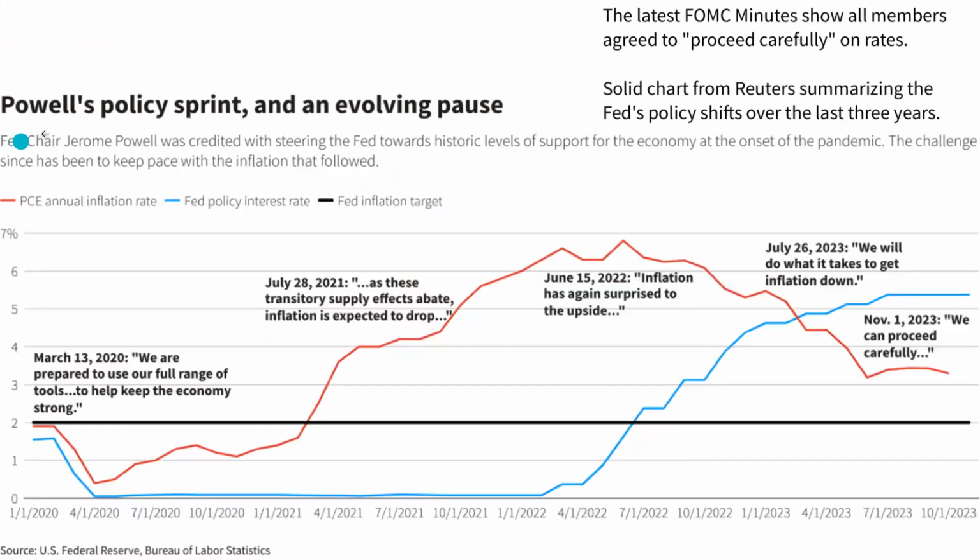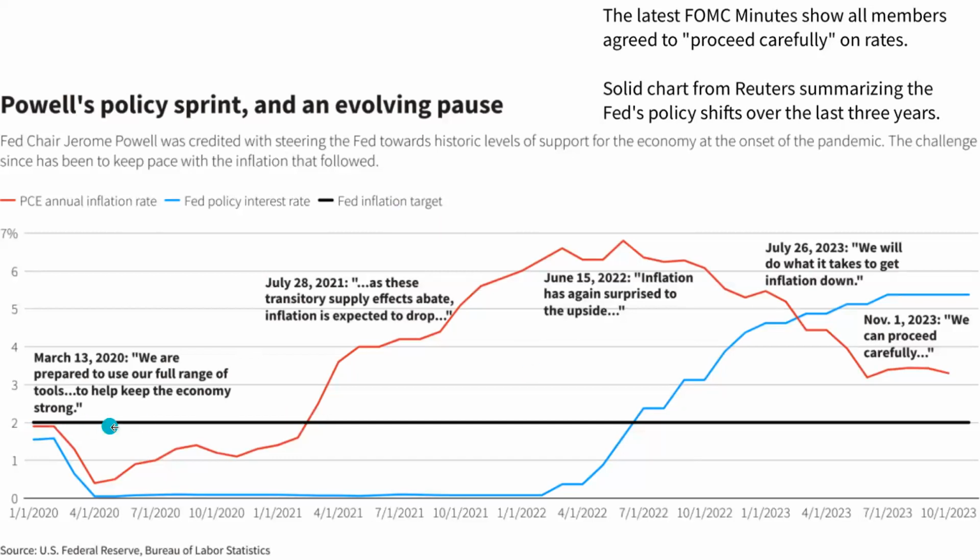Now, when you look at Powell's policy sprint and an evolving pause, basically the latest FOMC minutes show all members agreed to proceed carefully on rates. This is a solid chart right here from Reuters, summarizing the Fed's policy shifts over the last 30 years. And you can see in March of 2020, we're prepared to use our full range of tools to help keep the economy strong, right? And so in red, we have the PCE annual inflation rate, we have the Fed policy interest rate, and then we have the Fed inflation target.